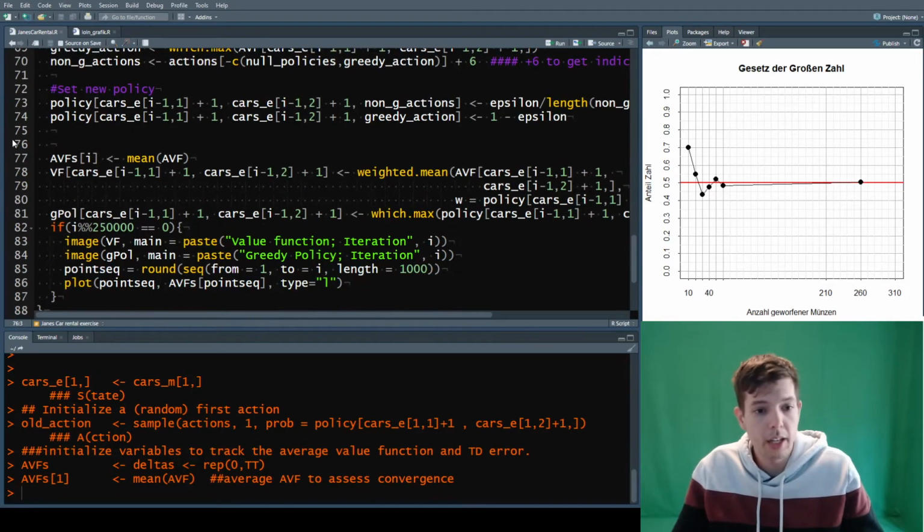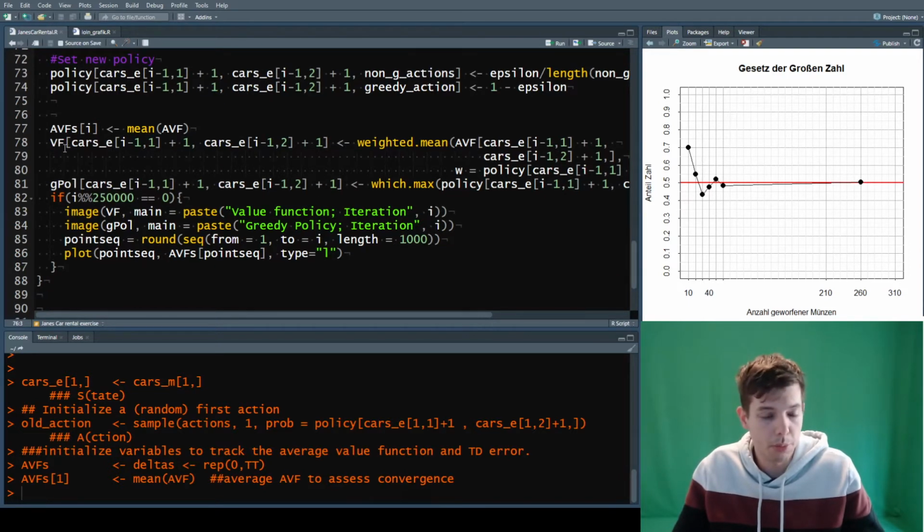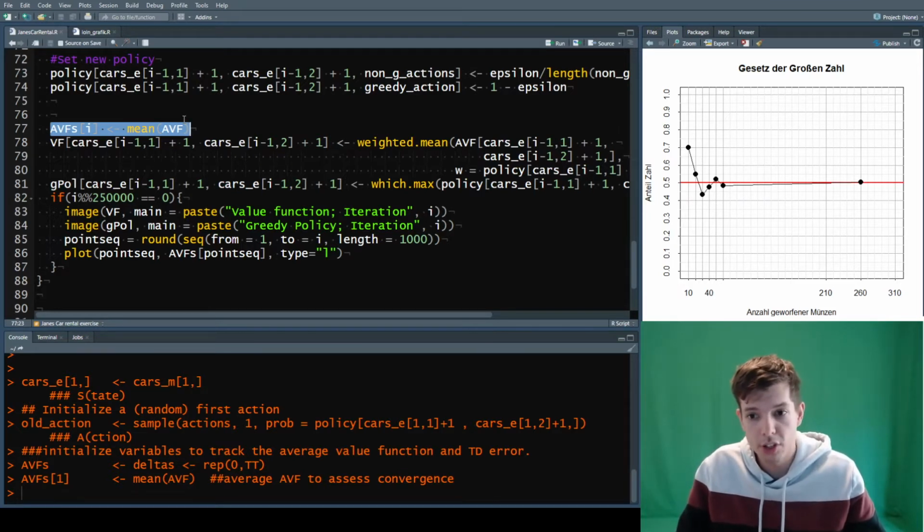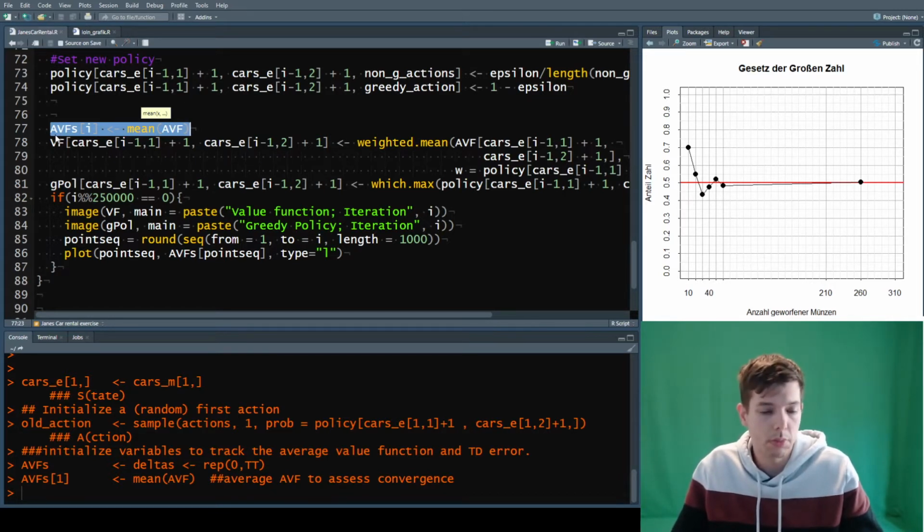Once we did that, we can compute the value function. This one here is the mean over time of the action value function, which is a nice indicator whether or not the algorithm converges, at least whether the level of the value function converges. So if this one gets constant over time, then you obviously see that at least in level, the value function is converging.